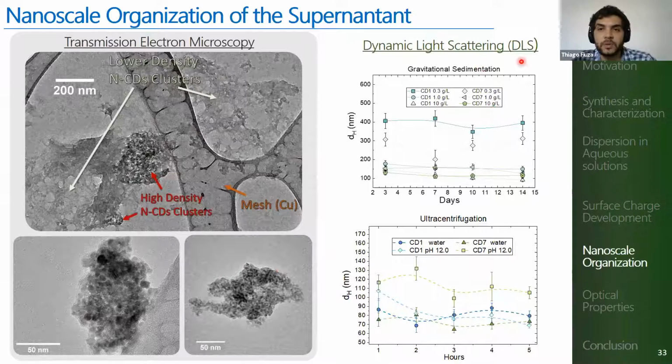When performing DLS measurements, we see that only by gravitational sedimentation, we can have sizes from 400 to 100 nanometers, the hydrodynamic diameter. However, when using a centrifugation process, we can actually reduce it to close to 70, but this seems to be quite the limiting factor here.